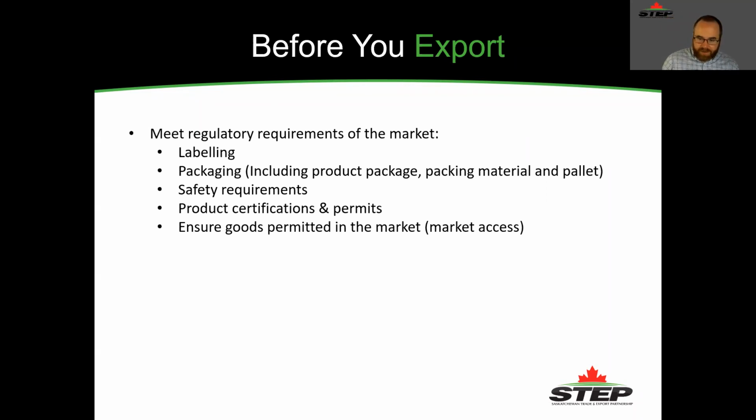If you have a manufactured good, you want to make sure it meets the safety requirements required within that market. For any products, check if there are any certifications or permits you need. And at the very least, you want to make sure that you can actually export that product into the market. Some markets may have prohibitions, or may restrict a number of products from coming into a market. And you really need to check that out before you send your product, if you think it might be one that is banned, for example.